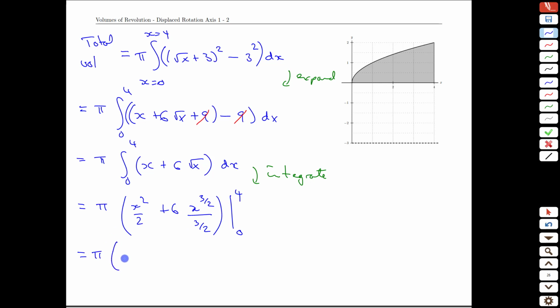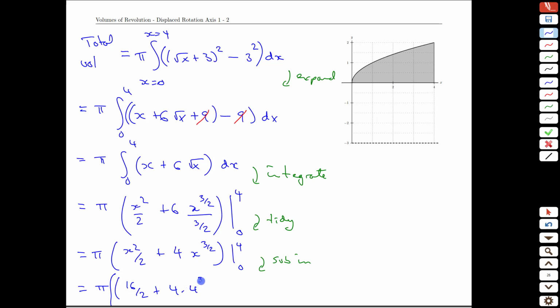Let's tidy one more stage. We'll have x squared over 2. 2/3 of 6 is 4. x to the 3/2. And then we'll do the subbing in. So that was a tidy. And this is our sub in. We'll have pi times 16 over 2, plus 4 times 4 to the 3/2. We'll think about that for a few seconds. Minus 0 plus 0.